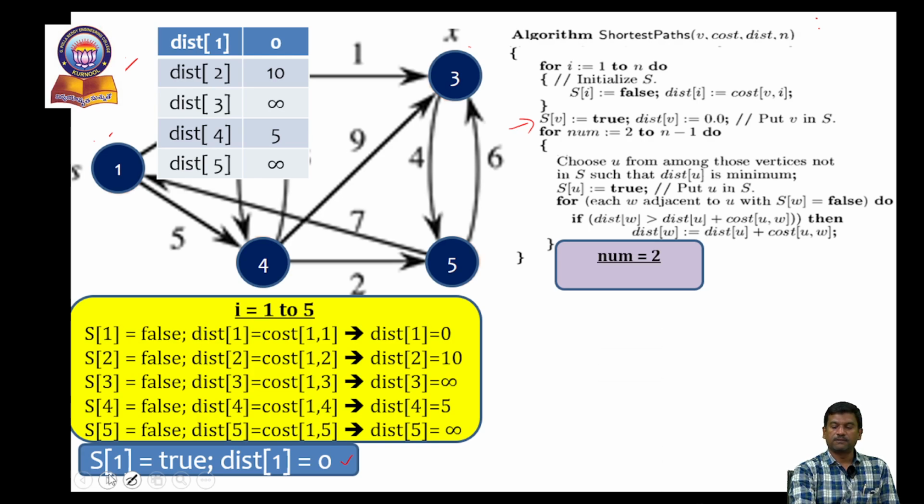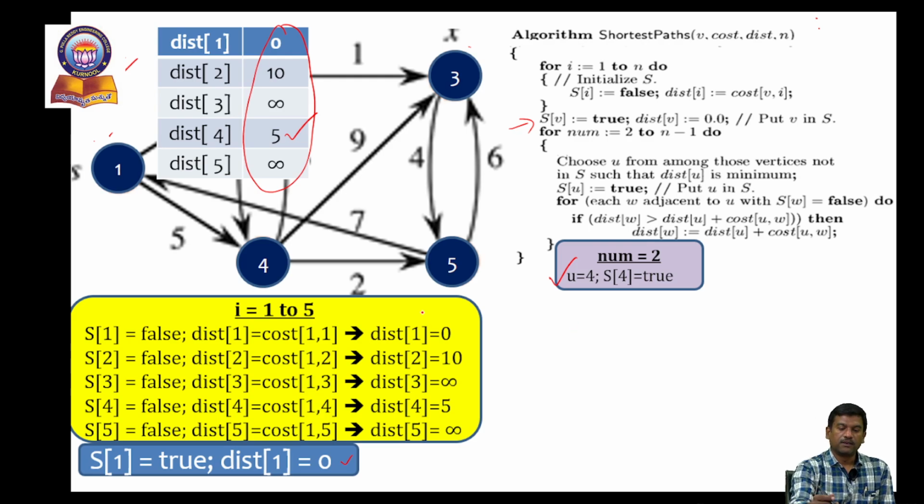When you consider the value of num equal to 2, then according to this step, choose u from among those vertices not in S, such that distance of u is minimum. What does this indicate? Out of all these values, what is the minimum? You have to exclude the values 0 and infinity. So what is the minimum? The minimum is equal to 5. So choose u, that is the vertex, such that the distance is minimum.